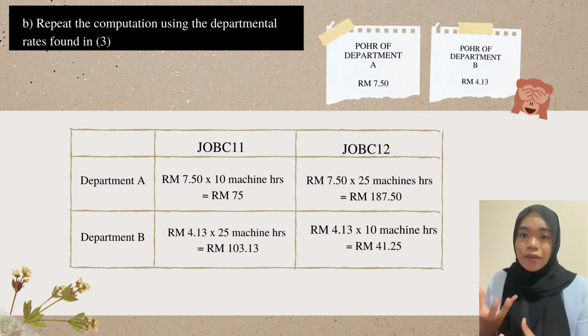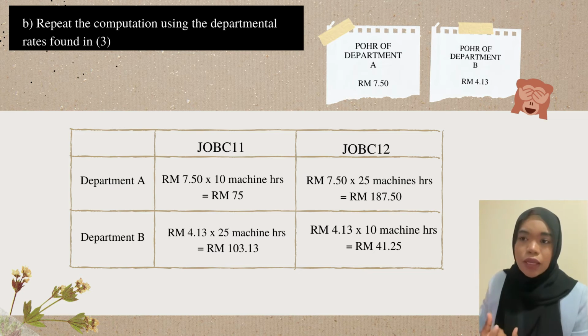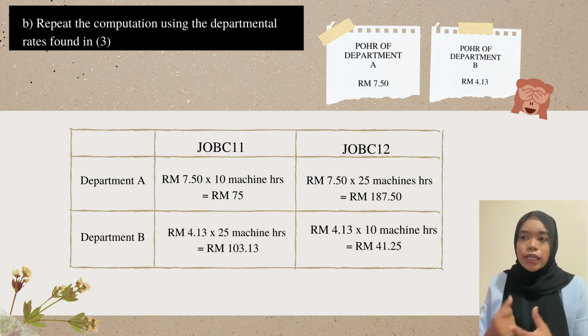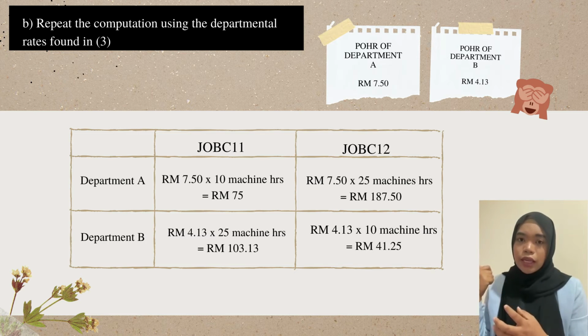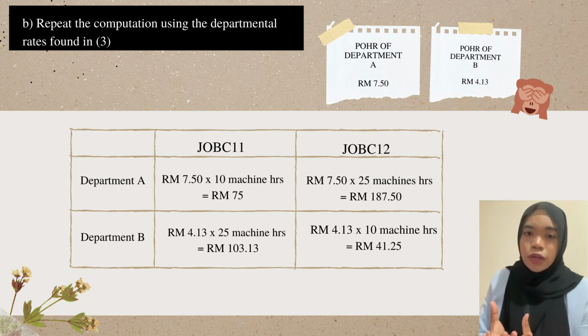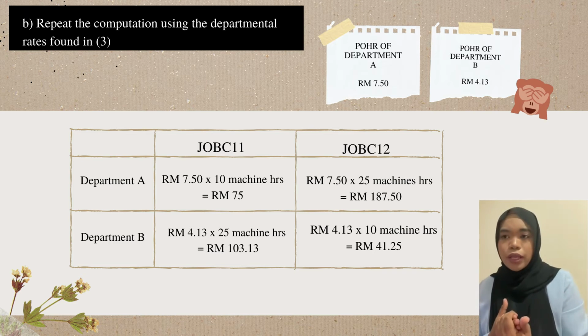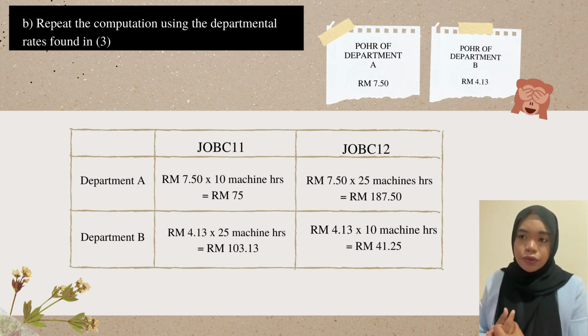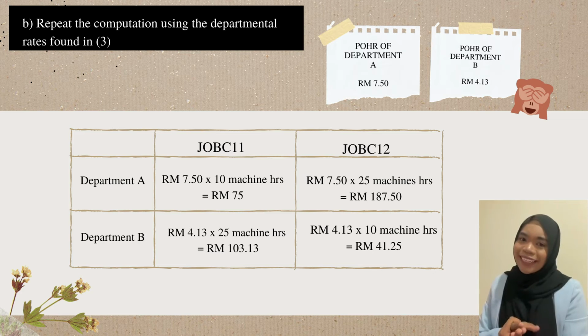For job C11 in Department A, we have RM7.50 times 10 machine hours, and we get RM75. For job C12, RM7.50 times 25 machine hours, we get RM187.50 for overhead in Department A. The same applies to Department B, where job C11 gets RM103.30 and job C12 in Department B gets RM41.25.